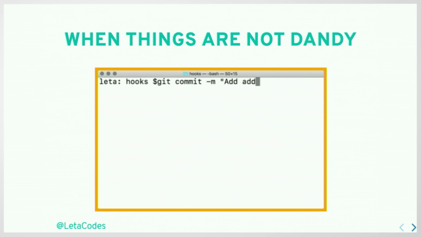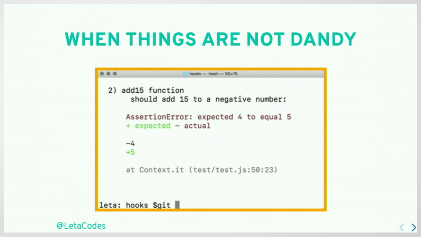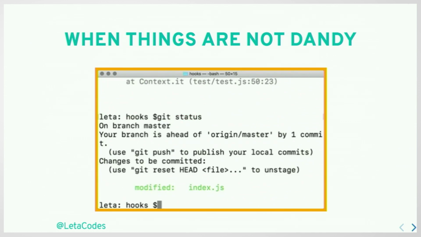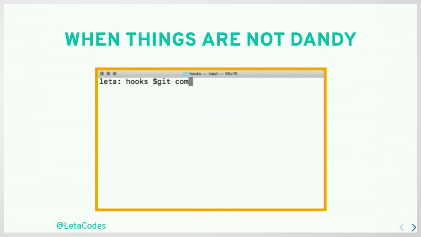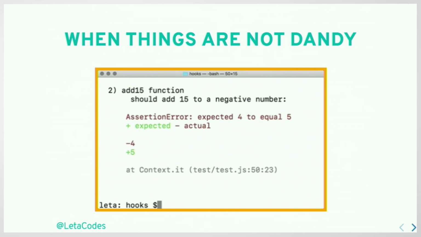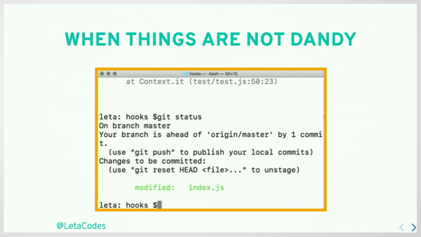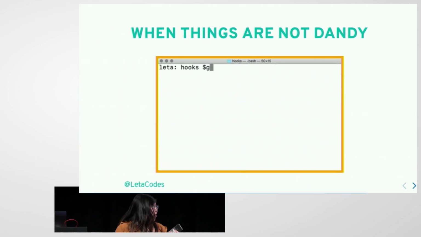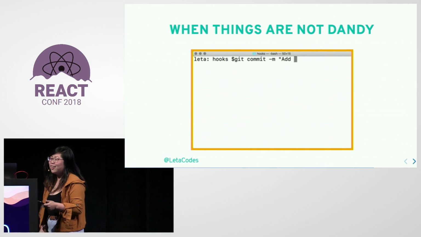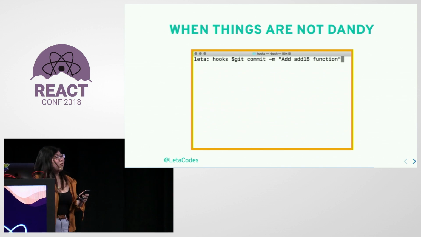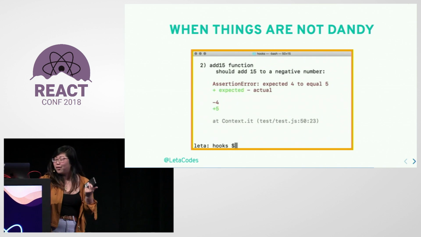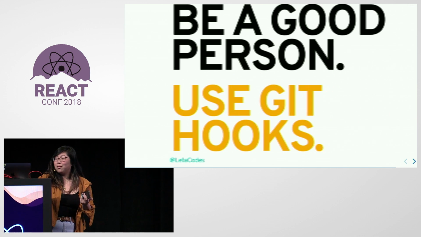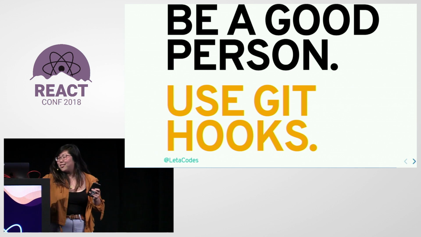We're going to try to commit. It's going to run our tests. They will fail. But if we check our status, we'll see that the change was not committed. It's still staged, which means we can make any changes and fixes, add it to that same commit, and then pass them. So verifying the integrity of your code will help you not have commits that say things like remove console log, fix linting errors. All in all, it's going to help you make your commit history a little bit cleaner, a little bit nicer. Be a good person. Just use Git hooks.